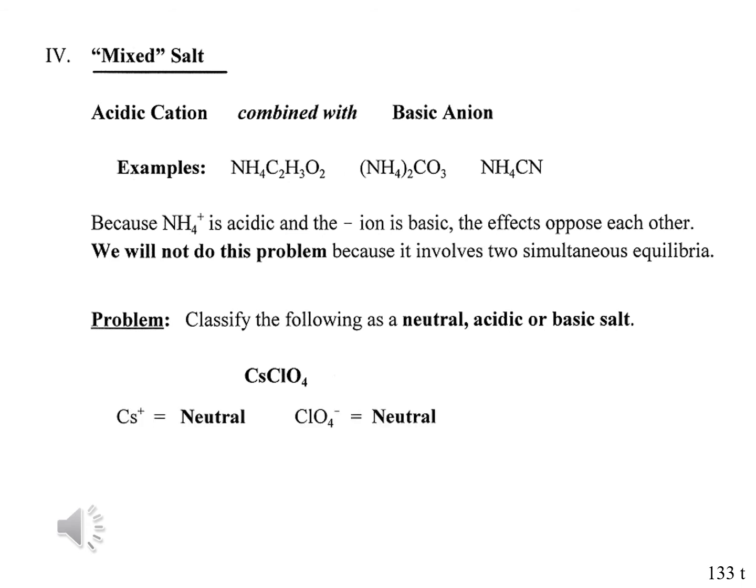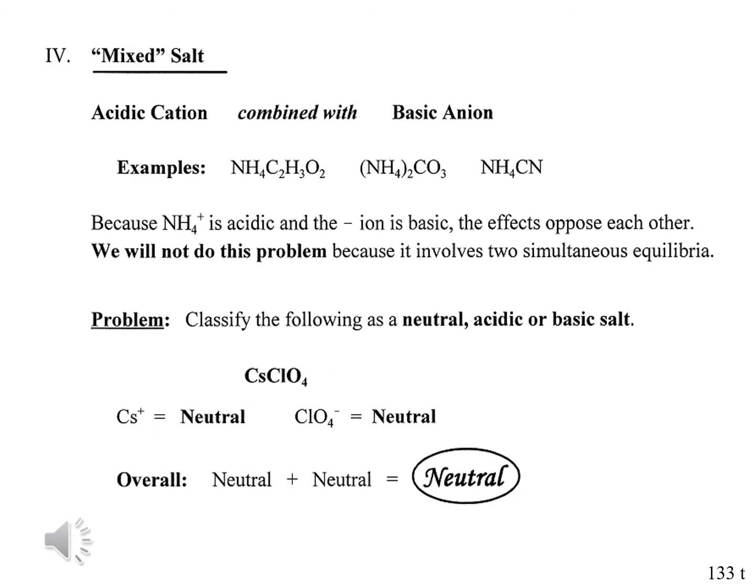Cesium is one of the ions that's in group 1, along with sodium and potassium, so it's neutral. And perchlorate comes from a strong acid, HClO4, and so that would be classified as neutral also. So if you have two neutral ions, there's nothing to change the pH, and so you'll also get a neutral salt.